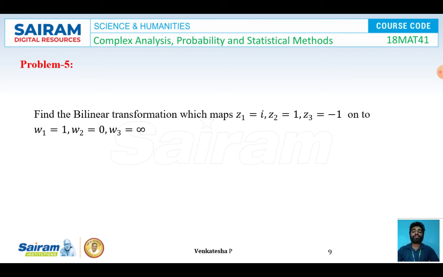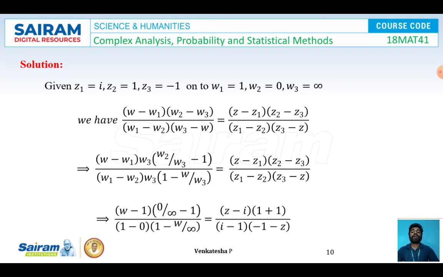Problem number 5. Find the bilinear transformation which maps the points z1 is equal to i, z2 is equal to 1, z3 is equal to minus 1 on to w1 is equal to 1, w2 is equal to 0, w3 is equal to infinity. So take the formula first. So we have the formula like (w minus w1)(w2 minus w3) divided by (w1 minus w2)(w3 minus w) is equal to (z minus z1)(z2 minus z3) divided by (z1 minus z2)(z3 minus z).